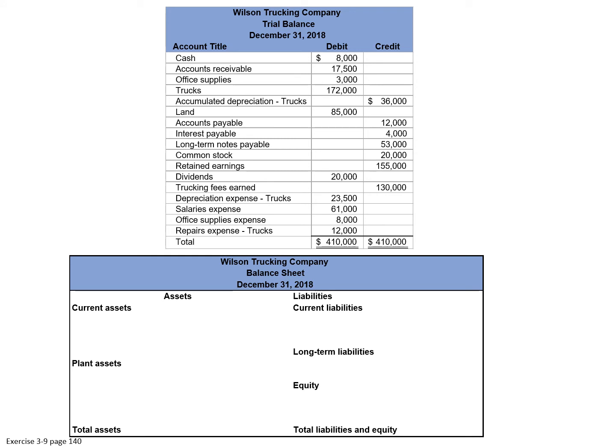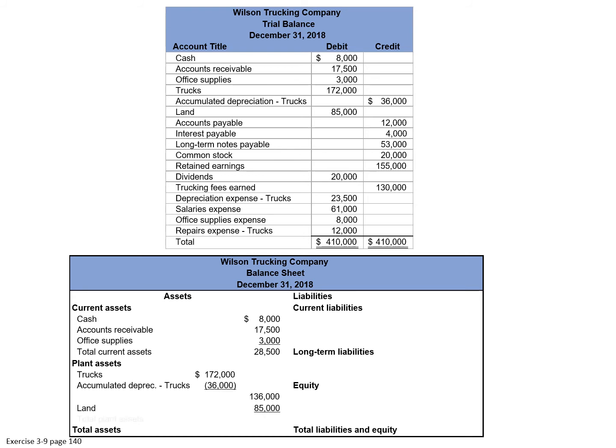So current assets is anything that's going to be readily converted or easily converted into cash within a year. And so that's going to be obviously your cash account and your accounts receivable and your office supplies. Plant assets are the long-term, real expensive things like trucks, equipment, land, buildings, that sort of thing. Those are all plant assets, so they go to this section. Land is not depreciated, that's why you don't see accumulated depreciation account. So we have total assets of $249,500.